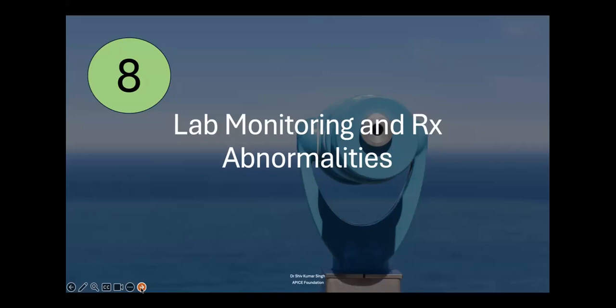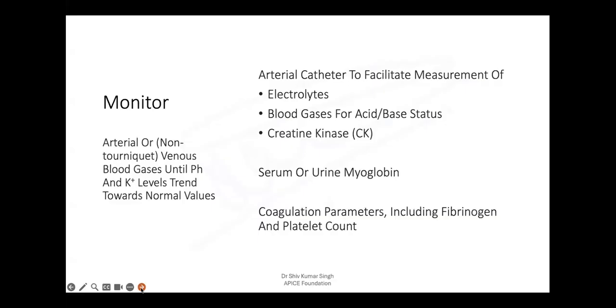And you need to monitor the labs and treat the abnormalities. That means you need to have an arterial cannula. But if you're using a venous sample, it should be without a tourniquet. It's a non-tourniquet sample which you need because you don't want lysis of the red cells and a falsely raised potassium. So arterial catheter as soon as possible to monitor the blood pressure, hemodynamics, but also the electrolytes, blood gases, and samples for creatine kinase and myoglobin. And if the temperature is not coming down or you're having progress, you might also need to send bloods for coagulation parameters, which should include fibrinogen levels and platelet count, because these patients can also go into DIC.